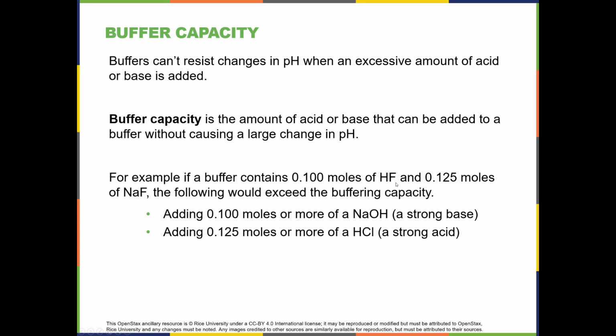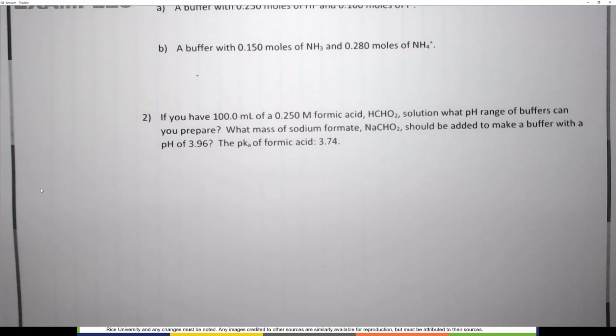That's going to be a strong base, like NaOH. So if I add more than 0.1 moles of NaOH, it will destroy the buffer. It will be above the buffer's capacity. If I add more than 0.125 moles of HCl, which will react with the NaF, that will destroy the buffer capacity. So buffers do have specific capacities. So let's look at the last example from this fairly long section now.